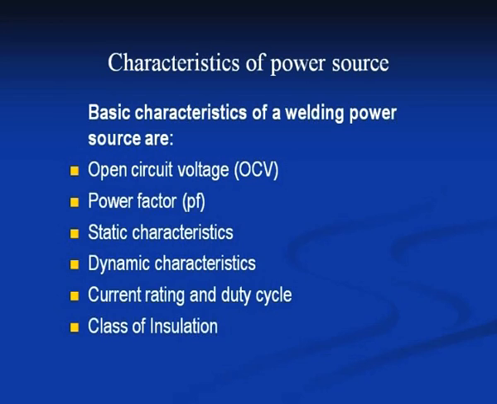The static characteristics and the dynamic characteristics of the power source indicate the way by which the arc current and arc voltage will be varying during the arc welding process. Then there are the current rating and the duty cycle, which indicates how long the arc welding power source can be used at a given current rating. The class of insulation of a power source largely governs the duty cycle of the power source and the rating of the current which can be drawn from the power source at a given duty cycle.